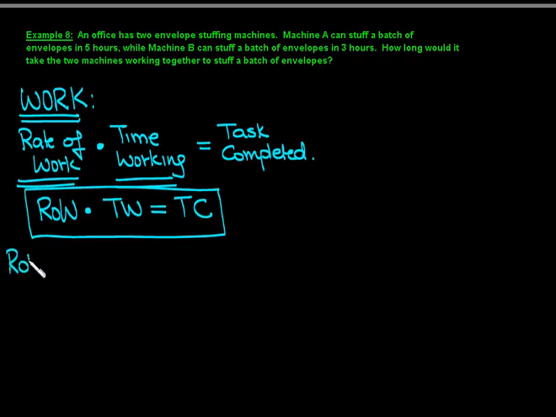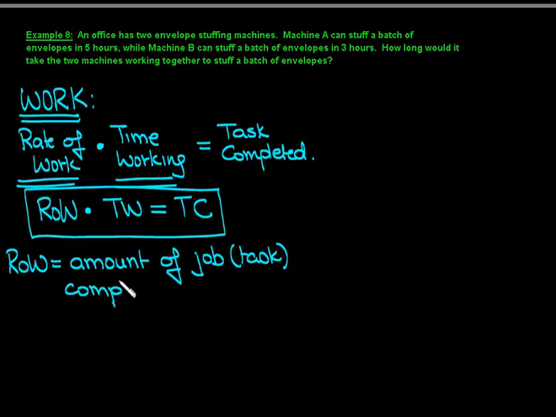Now before I go any further, let me explain what rate of work is. Rate of work is equal to the amount of job, or it could be task, job completed in 1 unit of time. Okay, so the rate of work is how much of the job can you do in 1 unit of time, and the unit is capitalized there, 1 unit.